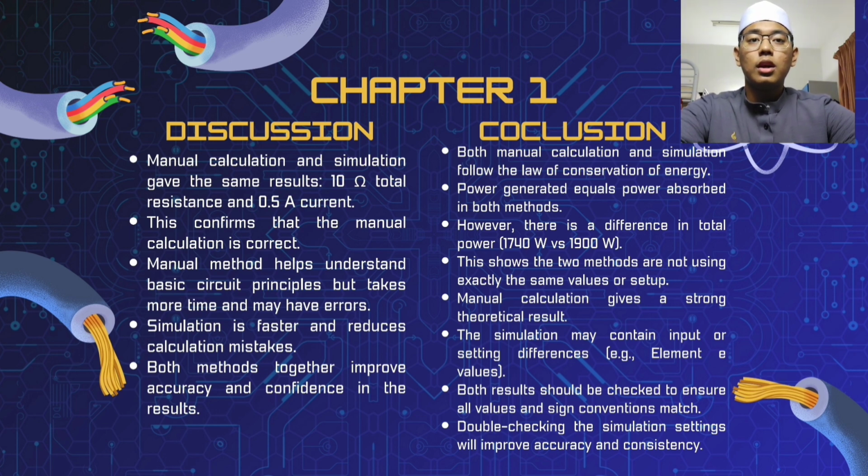However, in some cases, there was a small difference between the manual calculation and the simulation. This difference may be caused by incorrect component values, different phase settings, rounding errors, or incorrect polarity and sign convention. Therefore, it is important to double-check both the calculation and the simulation settings before making a conclusion. Using both methods together gives us greater confidence in the final result.